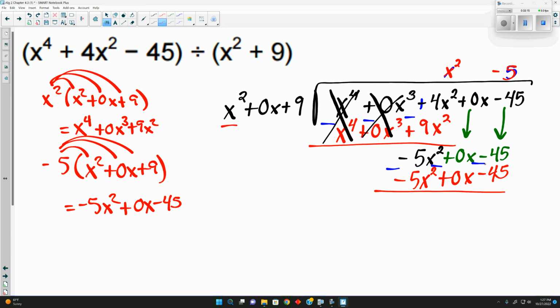And at this point here, we will subtract. Negative 5x squared minus negative 5x squared is 0. 0x minus 0x is 0. Negative 45 minus negative 45. It cancels out at 0. All this becomes 0, yes? So, x squared minus 5. That's it. Because if it works out the remainder is 0, what's above our division line is the answer. We don't have to add anything to it.